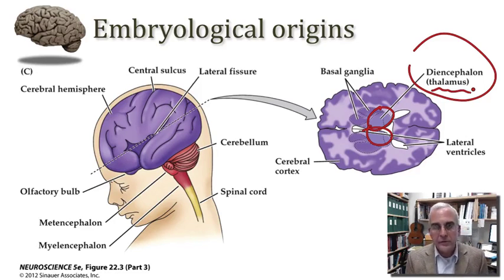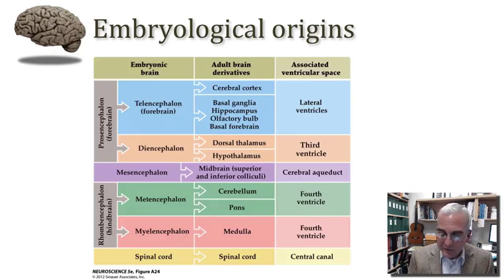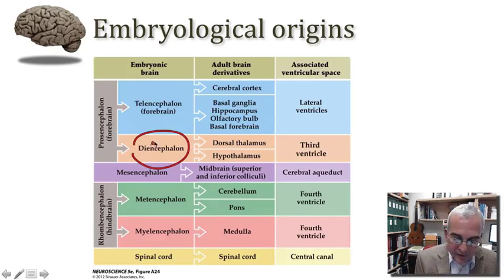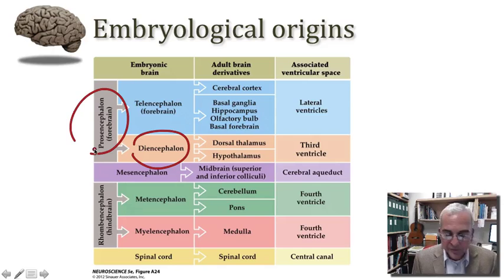There are other divisions that are of less importance to us, at least right now in the course. We'll speak about them as needed as we progress. But for now, I want to focus in on this division of the diencephalon that we call the thalamus. And again, just to remind you of where this is from, embryologically speaking, the diencephalon is derived from the prosencephalon.